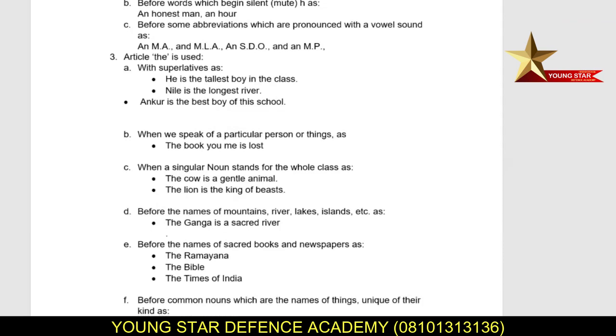Article the is used with superlatives as he is the tallest boy in the class. इसका मतलब ये है कि जब हम the article use करते हैं, हम उसे सिर्फ उसी point पे use करेंगे जब हमें specially किसी person को या किसी चीज को पूरी class में से the best बताना है. Okay, जब हम किसी चीज को best बताना चाहते हैं तब हम उसके साथ the use करते हैं.